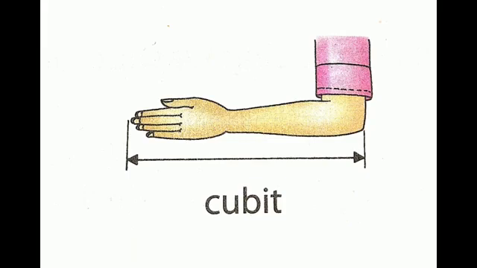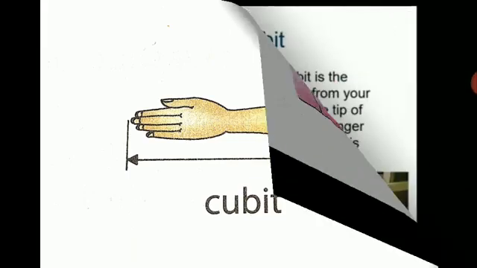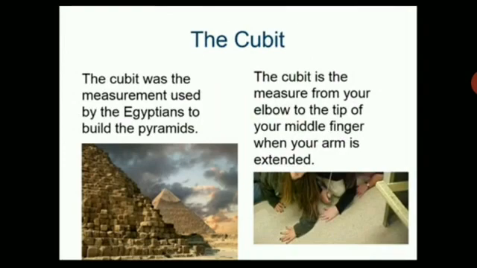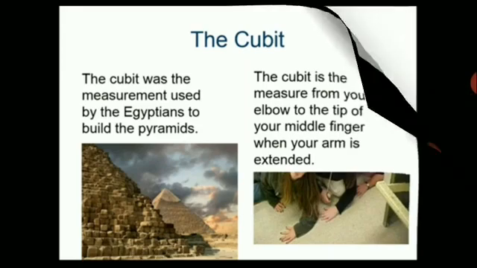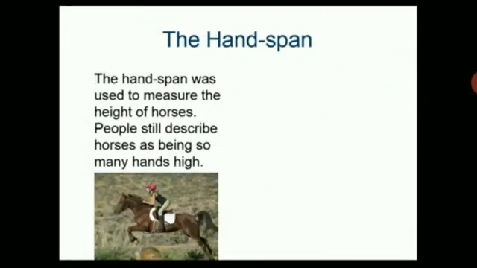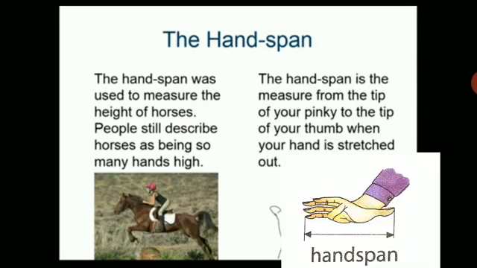Measurements using our body parts. Cubit: the distance from the elbow to the tip of the middle finger. The cubit was the measurement used by the Egyptians to build pyramids. Then comes the handspan. The handspan was used to measure the height of horses. People still describe the horses as being so many hands high. The length between the tip of the thumb and the little finger is called handspan.